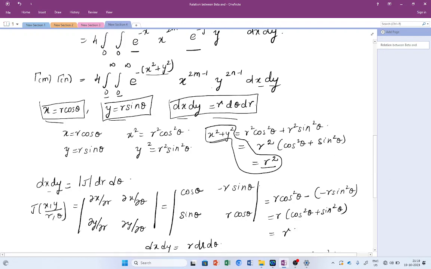Okay, so now I'm just going to rewrite what is my gamma of m into gamma of n.